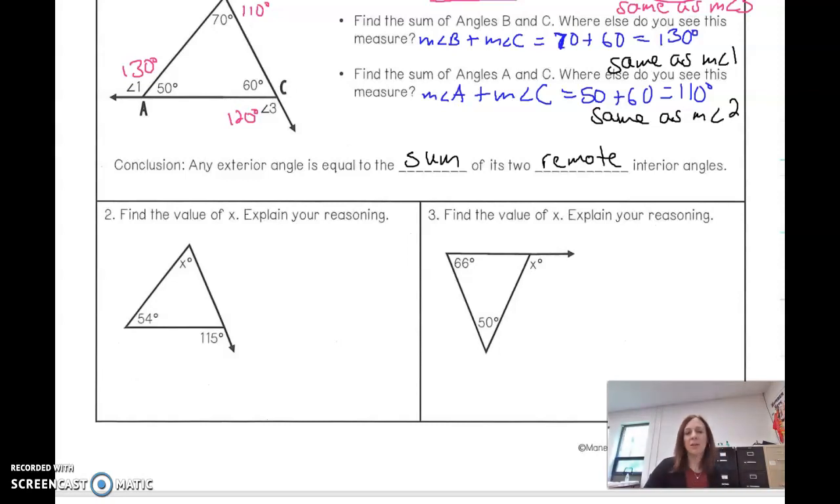So in this one here, I'm not going to really explain my reasoning. I'm going to just show my work. Because I know I've got you trained. Before you see the word explain, you got to use words. So that's why I'm taking that out. Okay, we're just going to show our work for these.